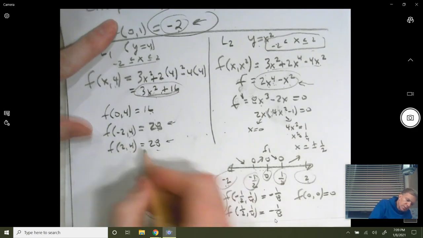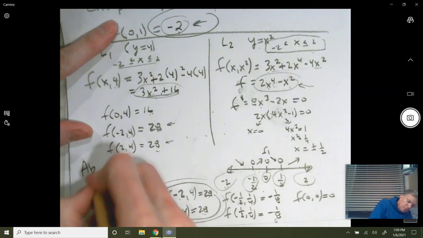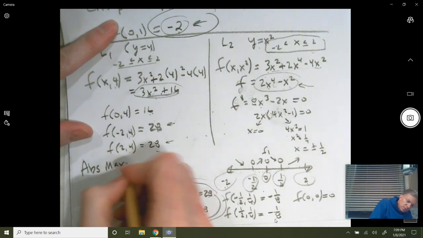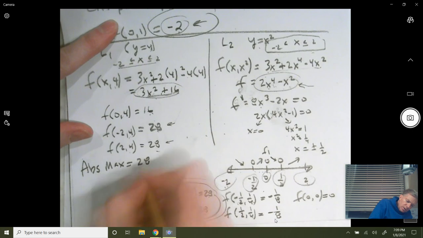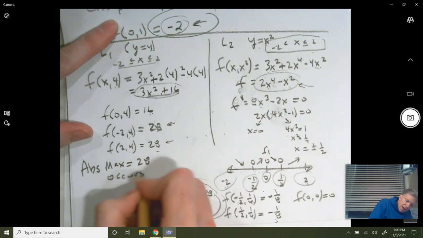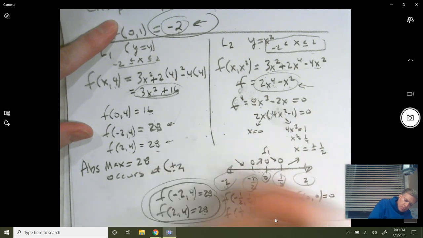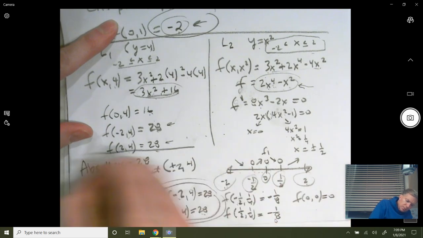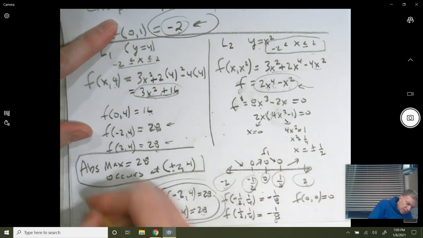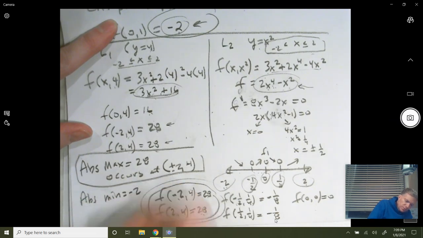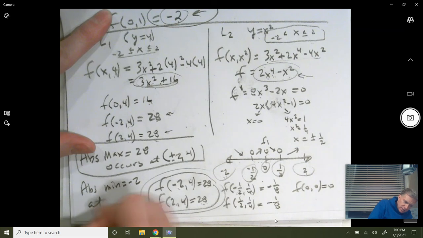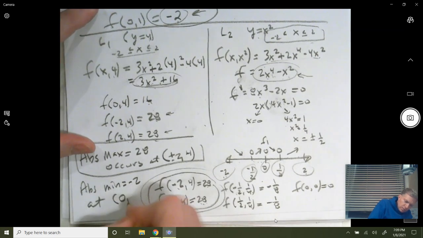Okay, so writing up your answer. Absolute max is equal to 28. It occurs at ±2, comma, 4. There's your absolute max. Absolute min equals -2, and it occurs at 0, comma, 1.